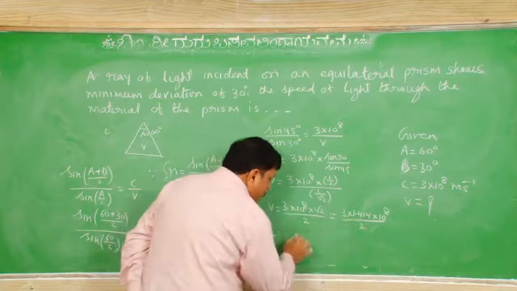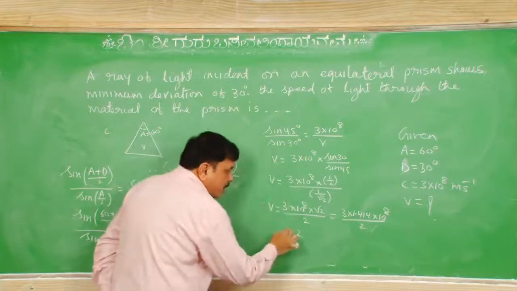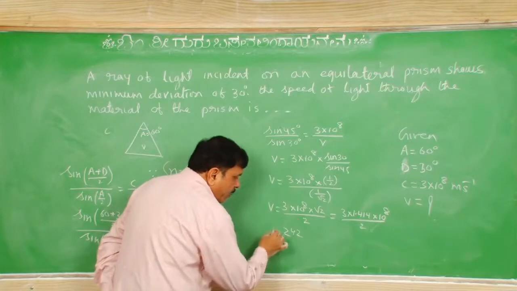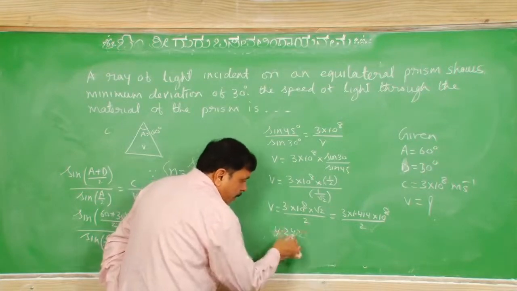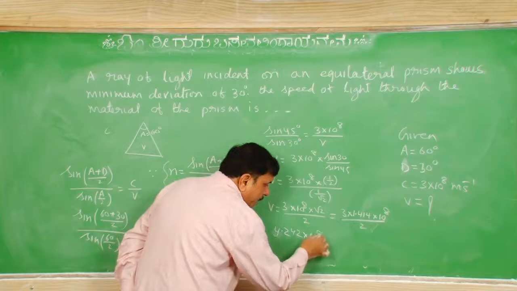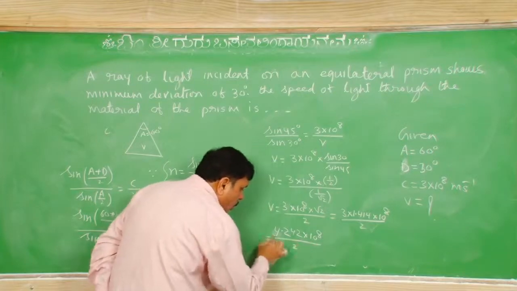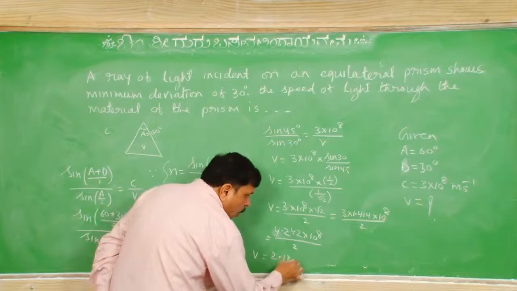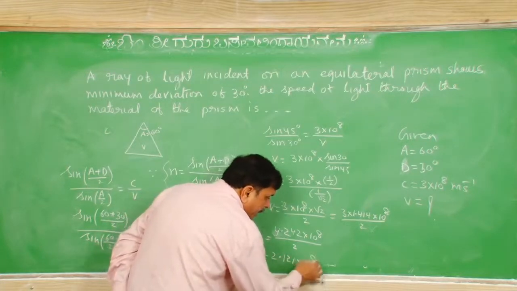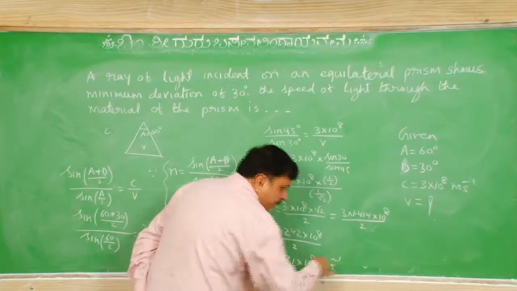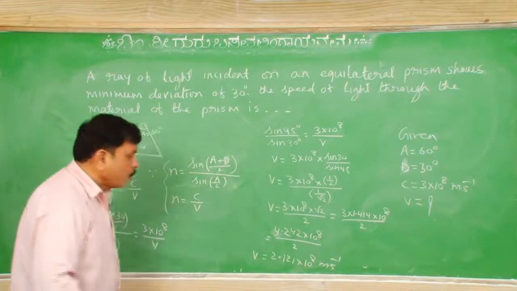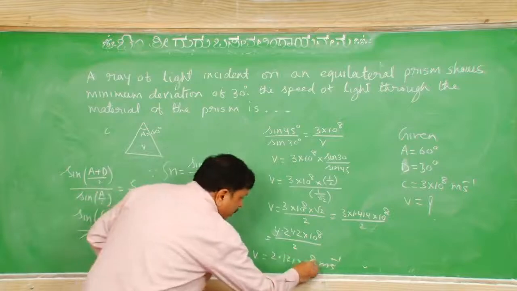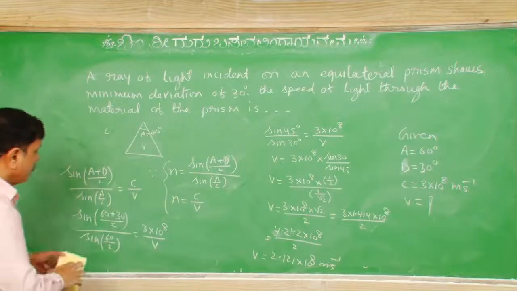So, 3 times 4 is 12, 3 times 1 is 3 plus 1, 3 times 4 is 12, so 4.242 times 10 power 8 divided by 2 will become 2.121 × 10 power 8 meter per second.